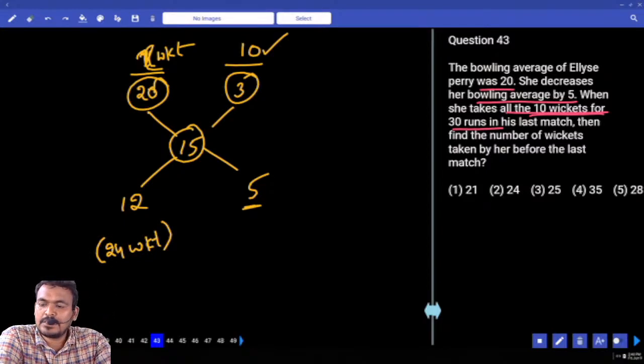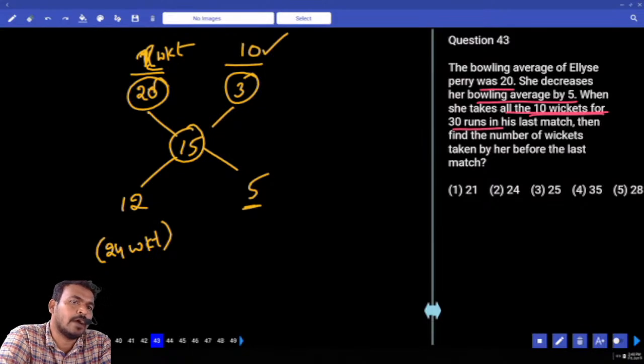Before the last batch, he had taken X wickets. What is the X wickets average? 20. Again, next match, 10 wickets taken, but how many runs are given? 30. 10 wickets for 30 means what is the per wicket value? 3 runs. After adding 10 wickets, the average is reduced by how much? 5. What is the previous average? 20. Reduced by 5 means the new average is 15. Simplify these three values, we get the ratio. What is the ratio? 12:5.